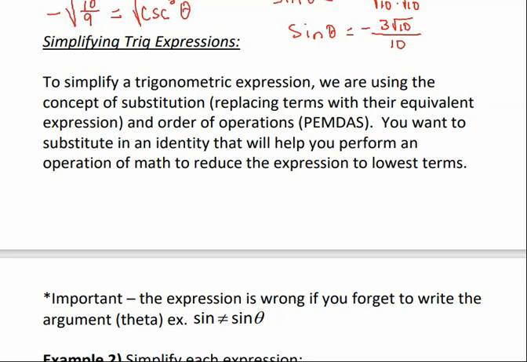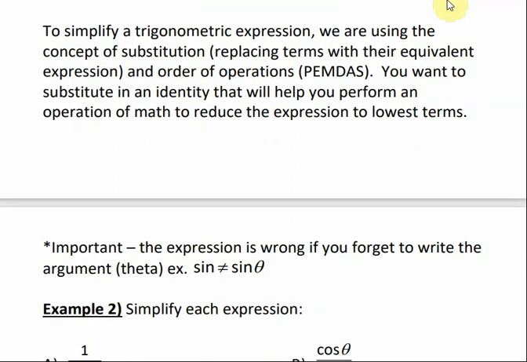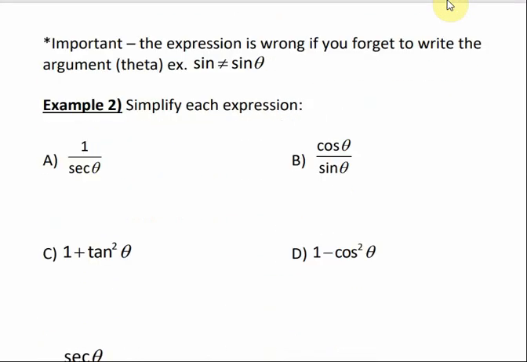Now, an important thing to remember is the expression is wrong if you forget to write the argument. For example, theta. If we were to just put sine and not sine of theta, then it's wrong. And that's why I corrected myself earlier whenever I was saying just sine or cosecant. It's sine of theta, cosecant of theta, and if you don't write it that way, then it's wrong.